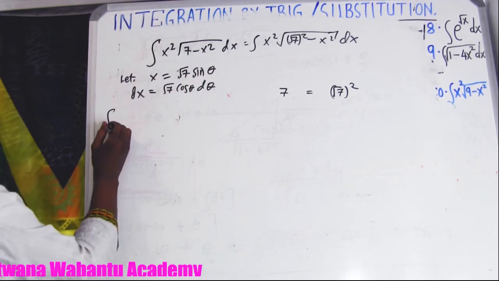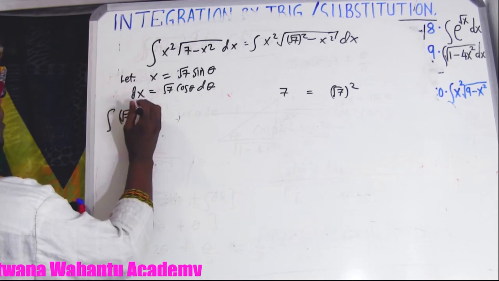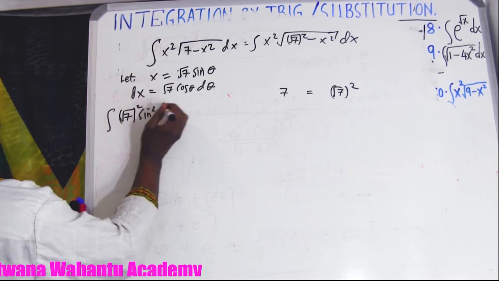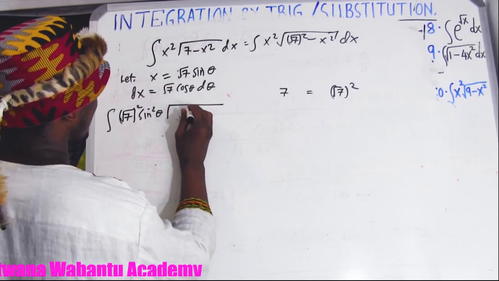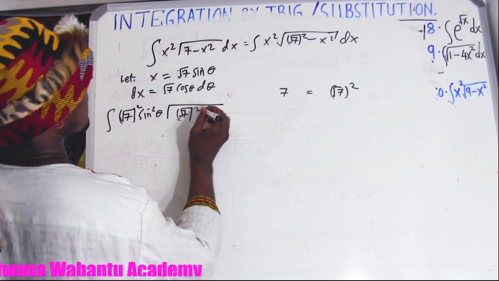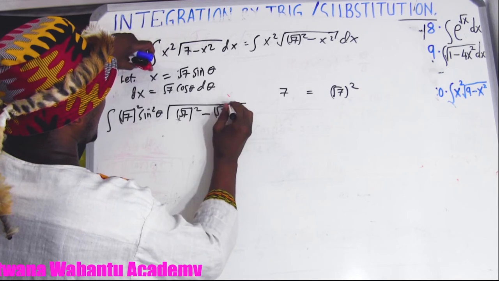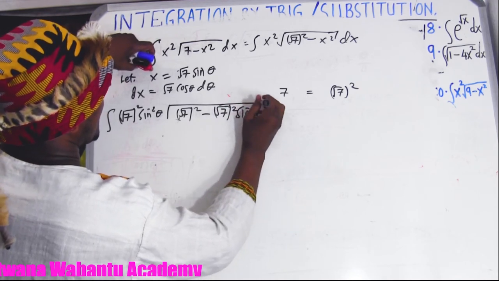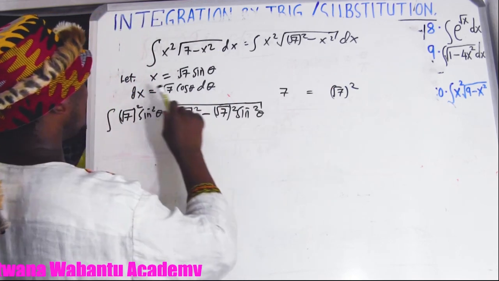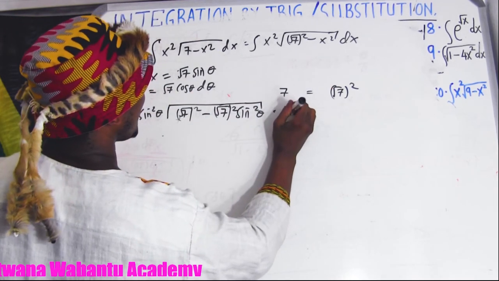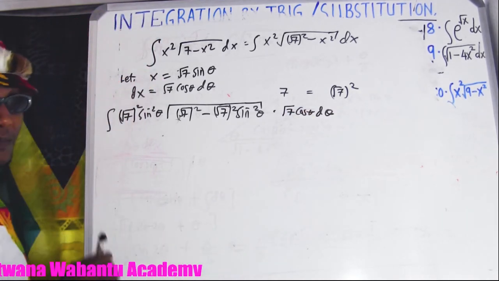Okay, replace in the integral. We know the square of this, like say 7, this one is square root of 7 minus x squared. Square is like 7, this. Yeah, this is x squared. And then dx equal to square root of 7 cos theta d theta. Okay, here we go now. They gave me the same.